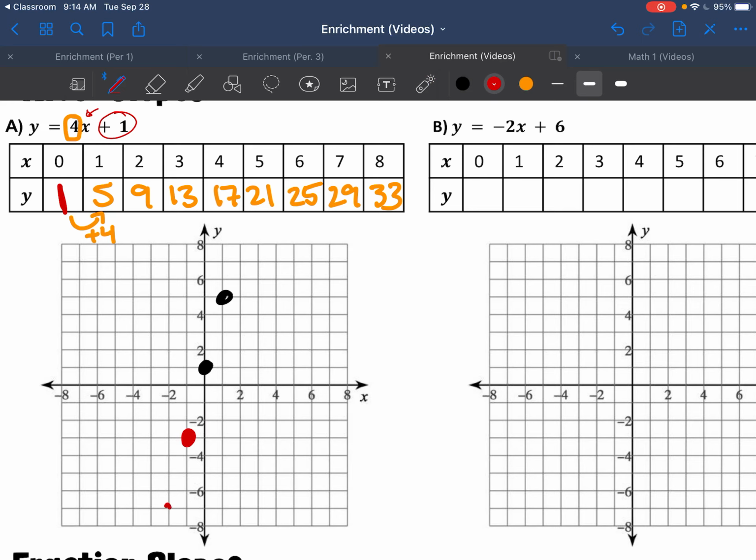And we would do that again, because we can, and see how my red dots are still in line with my black dots. That's good, because this is a linear equation, which means it makes a straight line.